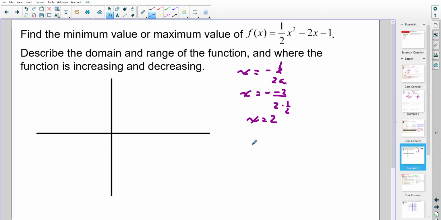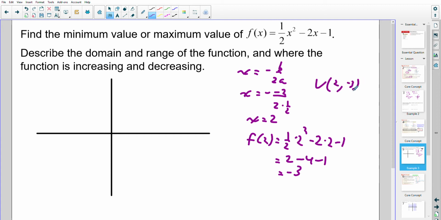And when you plug that in, f of 2, it's equal to 1/2 times 2 squared minus 2 times 2 minus 1. Following the order of operations, 4 times 1/2 is 2, minus 4 minus 1. Negative 5 plus 2 is negative 3. So your vertex is going to be 2, negative 3, and I'm going to go ahead and plot that. 2, negative 3, and I know that it's going to be going up because 1/2 is positive.